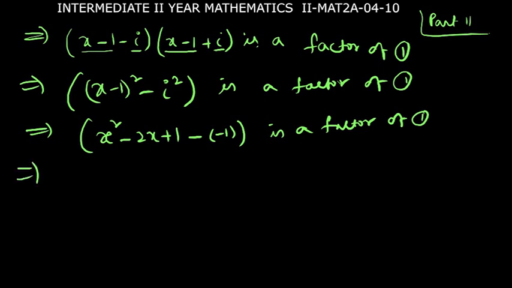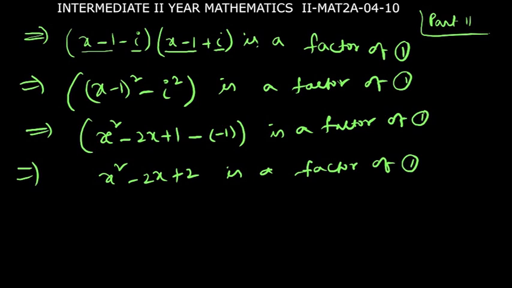This implies x square minus 2x plus 2 is a factor of the polynomial. So, I have to find the remaining factors to solve the equation. Okay. So, let us use synthetic division now.